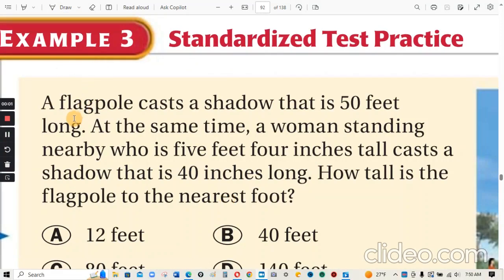Okay, example 3. A flagpole casts a shadow that is 50 feet long. At the same time, a woman standing nearby who is 5 feet 4 tall casts a shadow that is 40 inches long. How tall is the flagpole to the nearest foot?